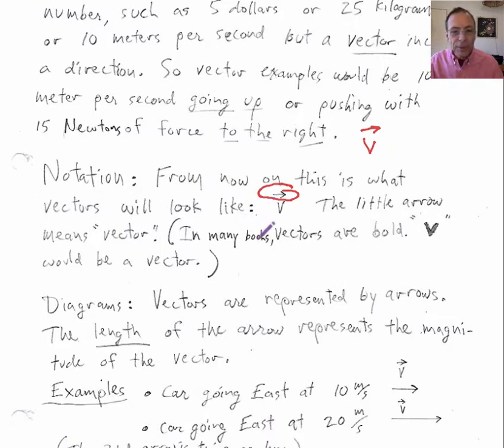Now, it's difficult or expensive for publishers to put little arrows over all the symbols. So instead, to save money, what they often do is just bold the letter. So if you see certain symbols in a research journal or some textbooks that are bolded, they probably mean that those are vectors.